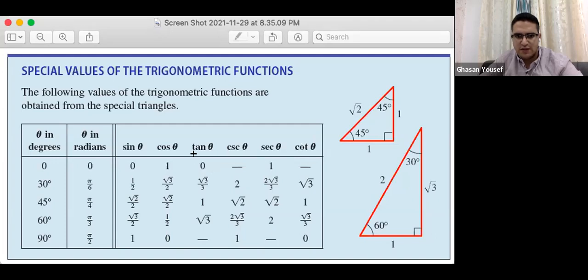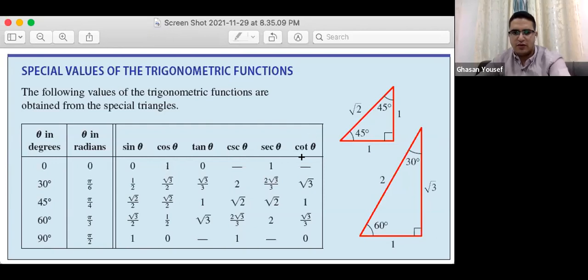The cotan is 1 over tan, or you can say the cotan is cosine over sine, which is 0 over 1. So 0 over 1 is 0. Look, the cotan here has a value of 0, but the tan does not have any value. And you know the cotan is the reciprocal of the tan, so the tan doesn't have a value, but the cotan has the value 0.